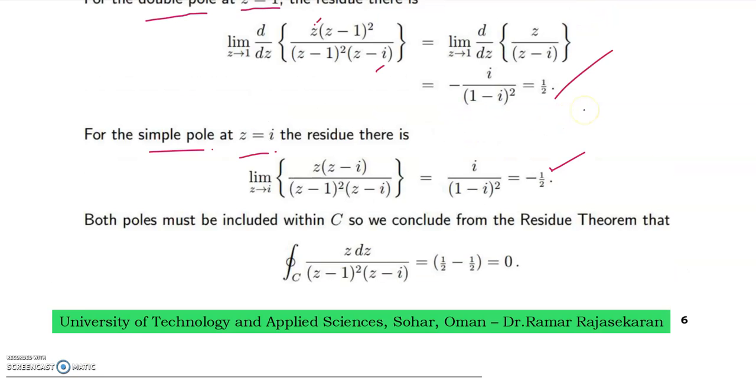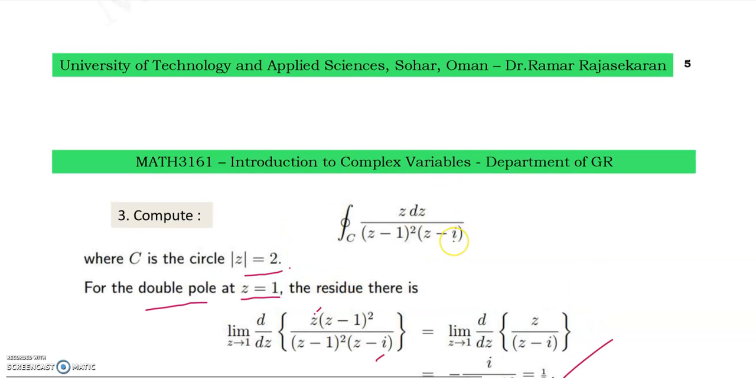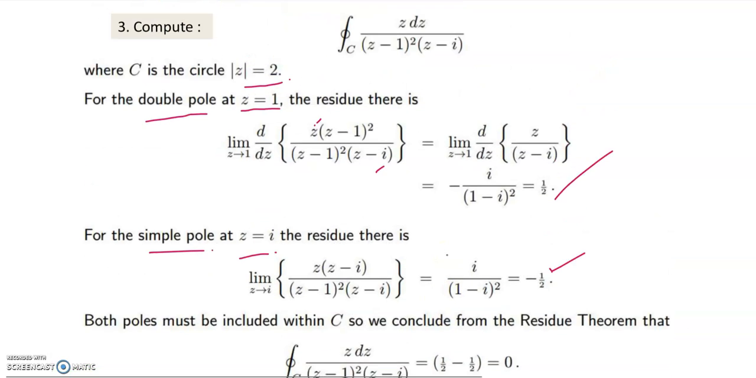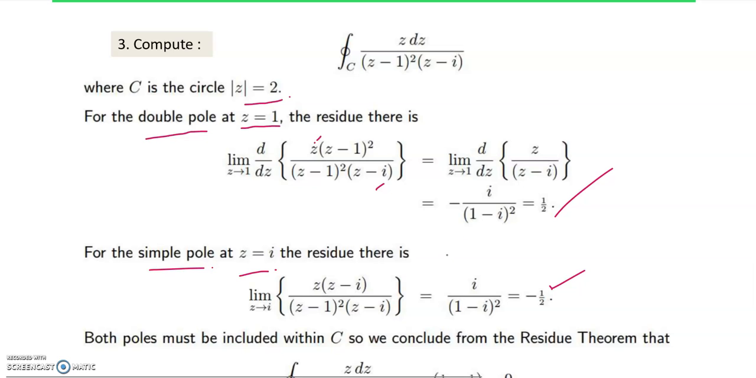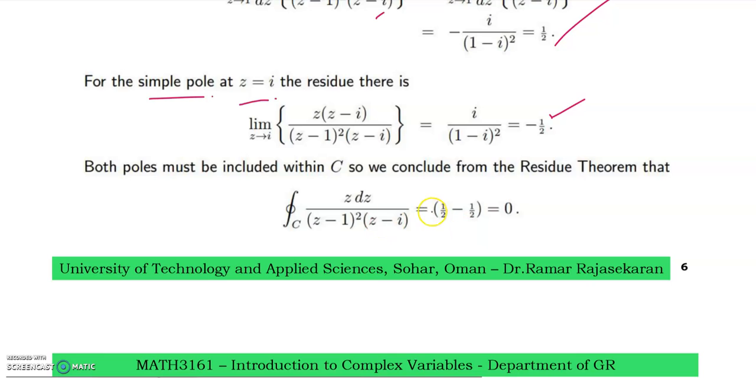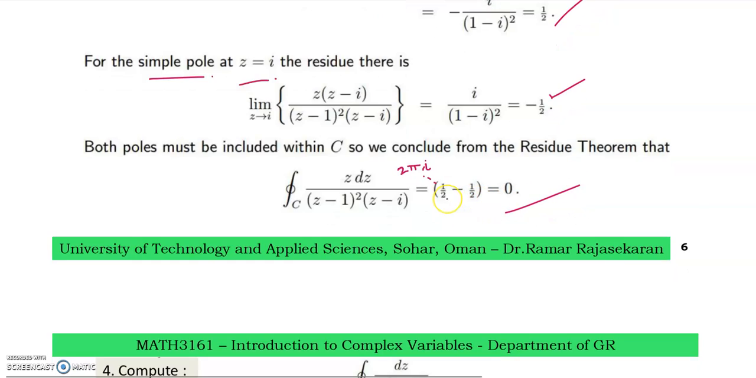So now how to find this integration? By Cauchy's residue theorem, what we do? 2 pi i multiplied by the sum of the residues. Here the first residue is 1 by 2 and the second residue is minus 1 by 2. You add both, 1 by 2 minus 1 by 2 is 0. So 0 multiplied by 2 pi i is 0. So the final answer is 0. This is the integration value.